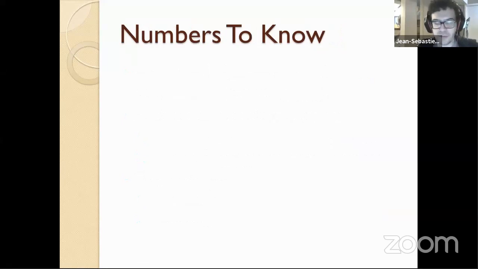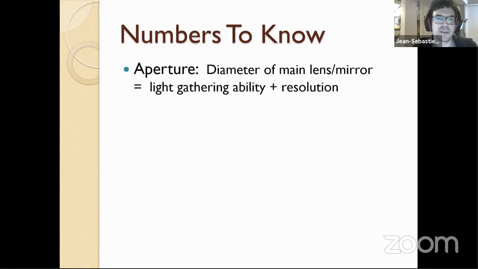So some important numbers to know about telescopes. The first one is aperture, and that's how big your telescope is. That's the diameter of the main lens or the main mirror. And that determines the light gathering ability as well as the resolution. Again, comparing that to a human eye, a human pupil, the aperture of a telescope is much larger than that. So it allows a lot more light to be gathered.